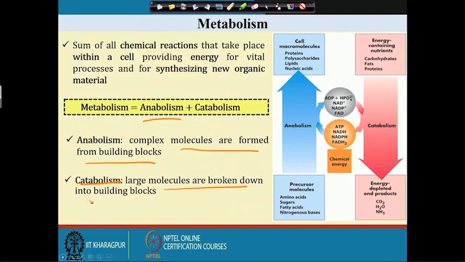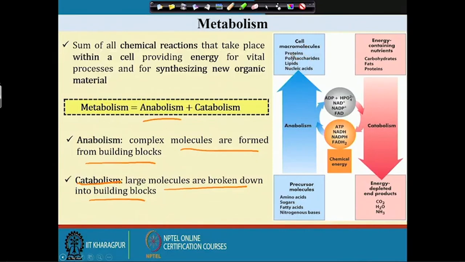So, large molecules are broken down by bond breaking. Now, in cells we have micromolecules and macromolecules like protein, polysaccharide, lipid and nucleic acid. These form different precursor compounds: amino acid, sugar, fatty acid and nitrogenous base. When amino acids form protein, protein being a polymer of amino acids, that is called anabolism. When sugar forms polysaccharides, we also call that anabolism. But the other way, if carbohydrate, fat and protein molecules are degraded to carbon dioxide, water and ammonia, we call it a catabolism process.